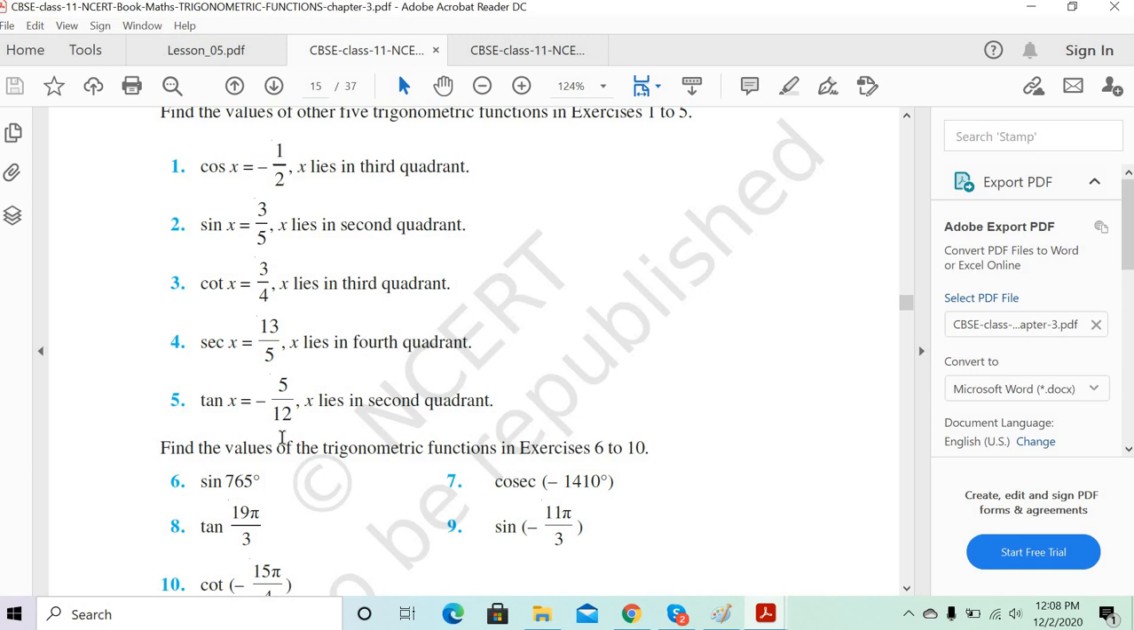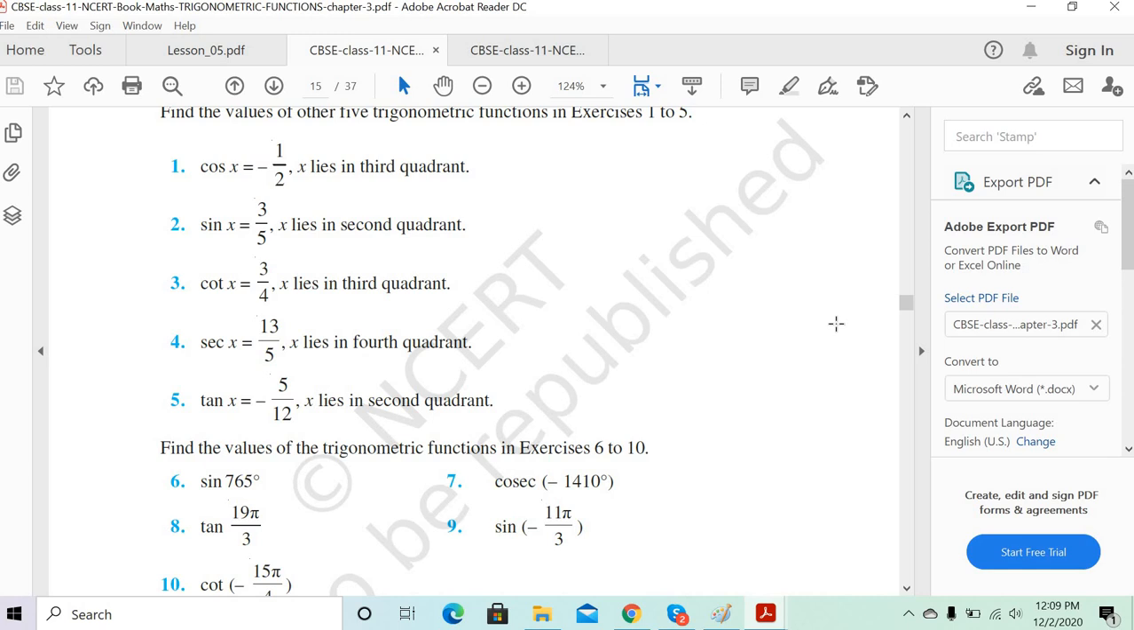So 4 pi means how many circles did it make? Two circles. Excellent. And plus 45 means in which quadrant is it? First quadrant. So basically it's sine 45 in the first quadrant. What is the value of sine 45? Sine 45 is as good as equal to sine 765, geometrically. So sine 45 is 1 by root 2, right? Excellent. So the answer is 1 by root 2.